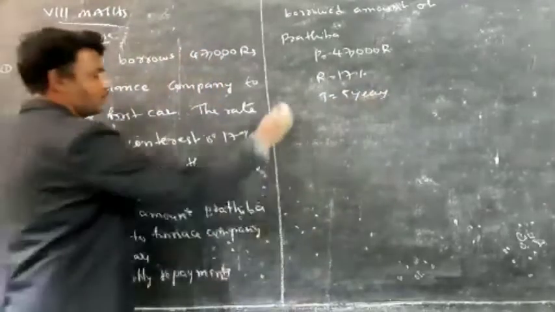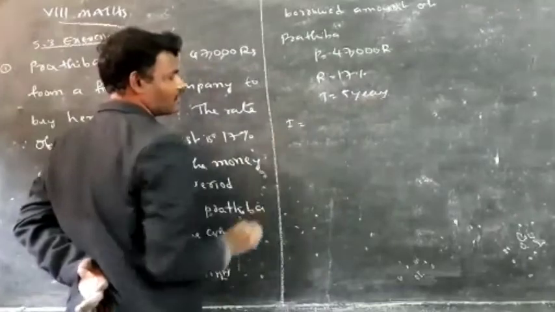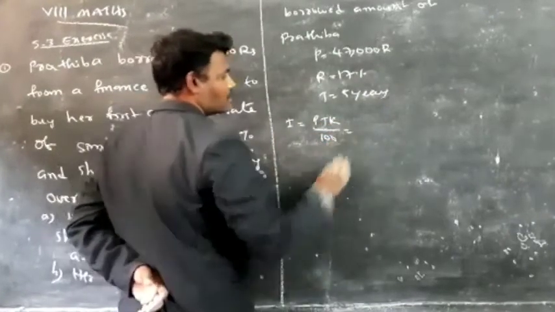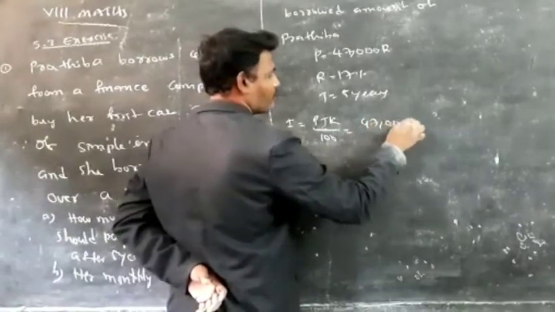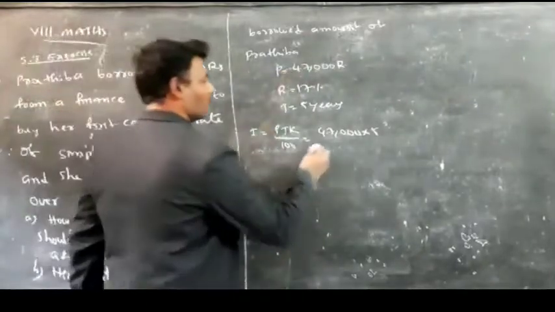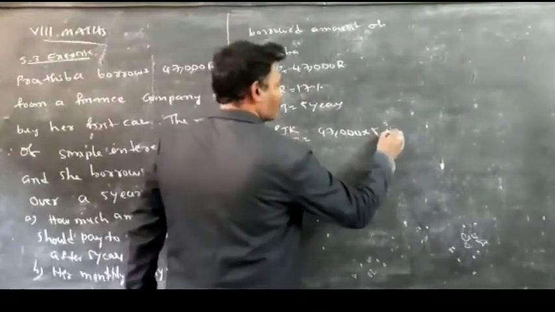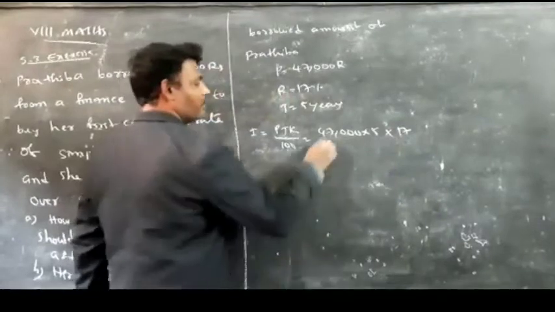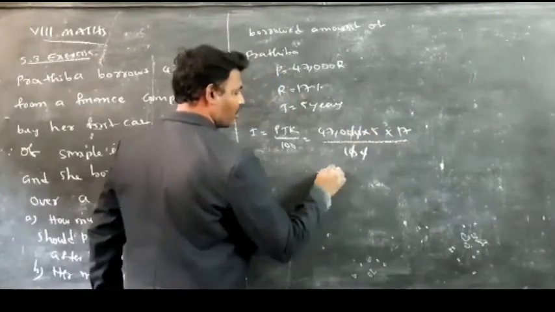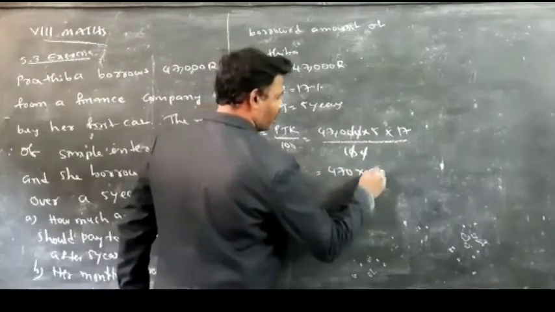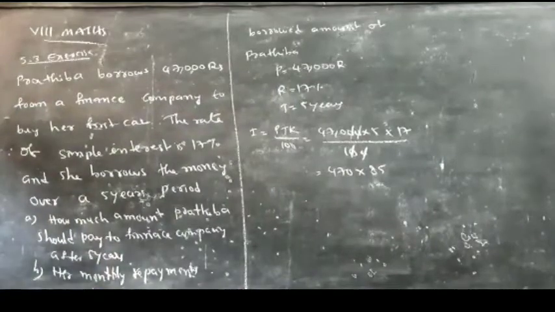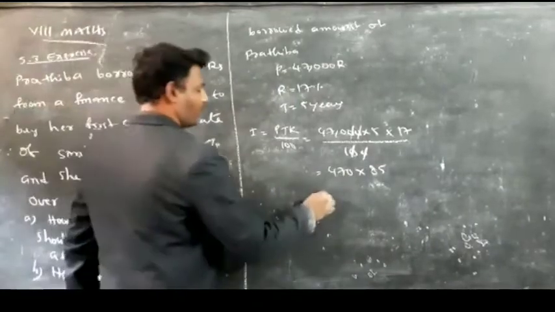Okay. Next, here, what is the formula to find the interest? I is equal to PTR by 100. P means 47,000 is nothing but principal amount, 47,000 into T means time duration 5 and R is equal to rate of interest 17 by 100. Now 0 and 0 gets cancelled. What is the remaining? 470 into 85. Now multiply the 470 and also 85. You will get the answer 39,950.